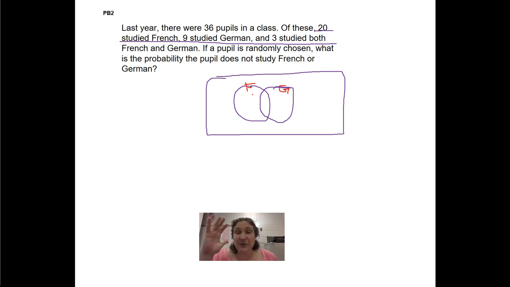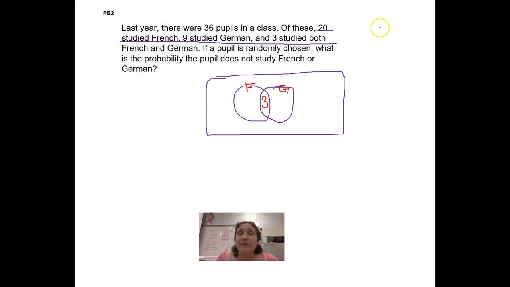So now it says 20 students did French. Now this is where it gets confusing. That whole circle is 20, not just that little piece. So we know that this whole circle has to be 20. This whole circle has to equal 9, and the inside has to equal 3. So that's immediately what we're going to do. We're going to put a 3 in the middle, and then we'll work backwards. So that overlap is 3, because 3 kids did French and German.